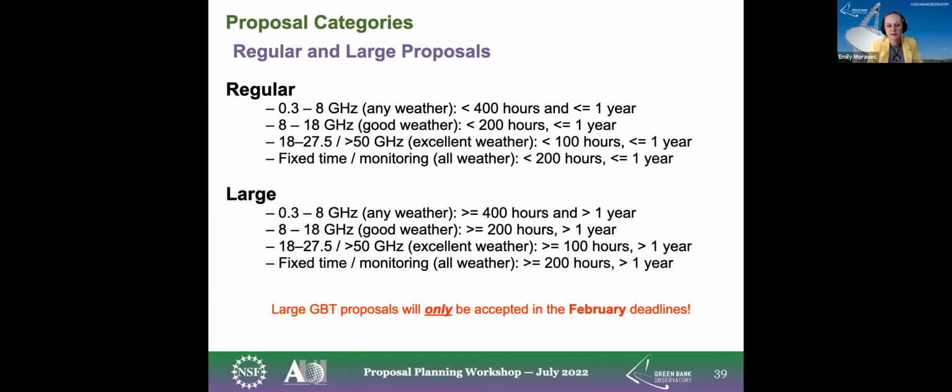But it's typically, for lower frequencies, a large proposal is more than 400 hours, and you need to observe at a cadence over a year. And then at higher frequencies, it's if you need more like 100 hours or more, or you need to observe over a year's worth of time. So we have these different regular and large proposal classifications.